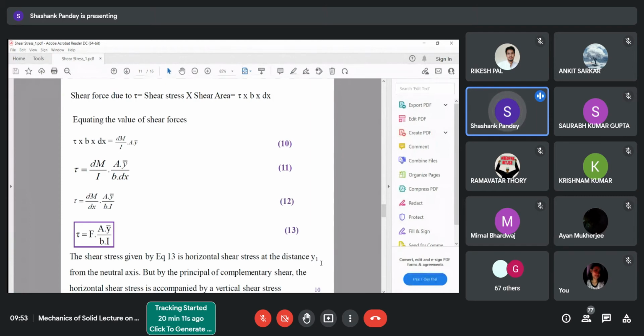This is along the cross section of the beam. The cross section here is rectangular. We may also assume it to be circular as well as I section, but it should be symmetric about the neutral axis. The general expression to derive the shear stresses is given by F into A into y bar upon I B.